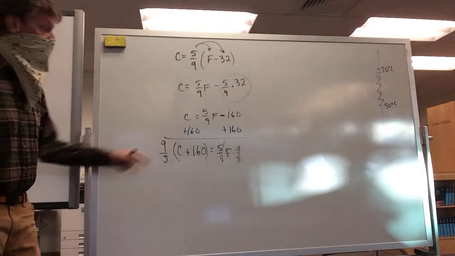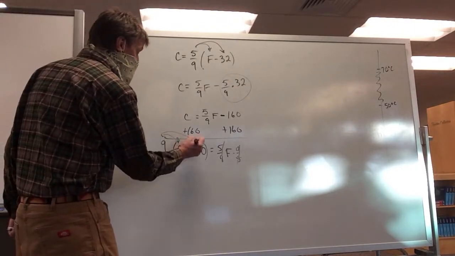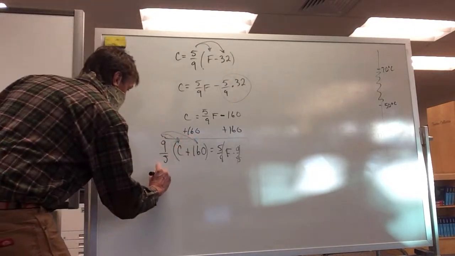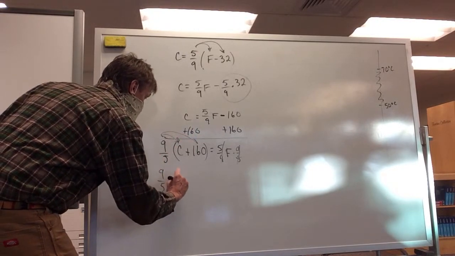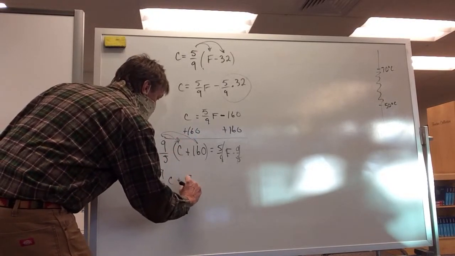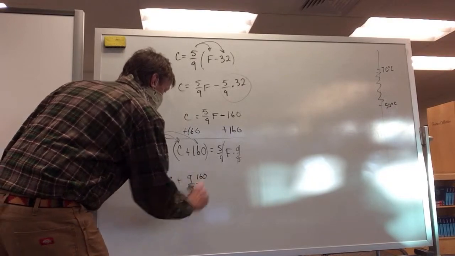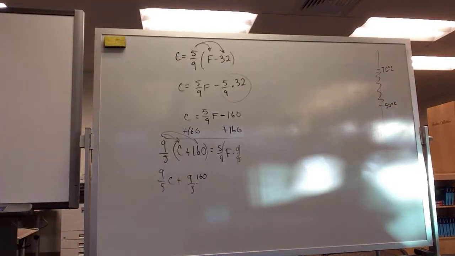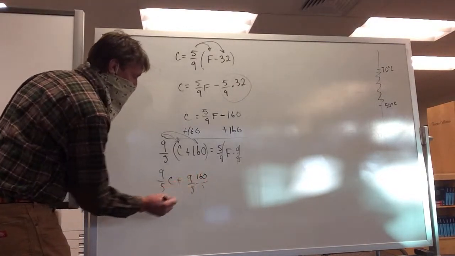Now, what if we just distributed this? I think it's going to look better. 9/5 c. Now you have to take 9 divided by 5 times 160. What is that? She reaches for her calculator. No, watch up here. This is a fraction that you can simplify.